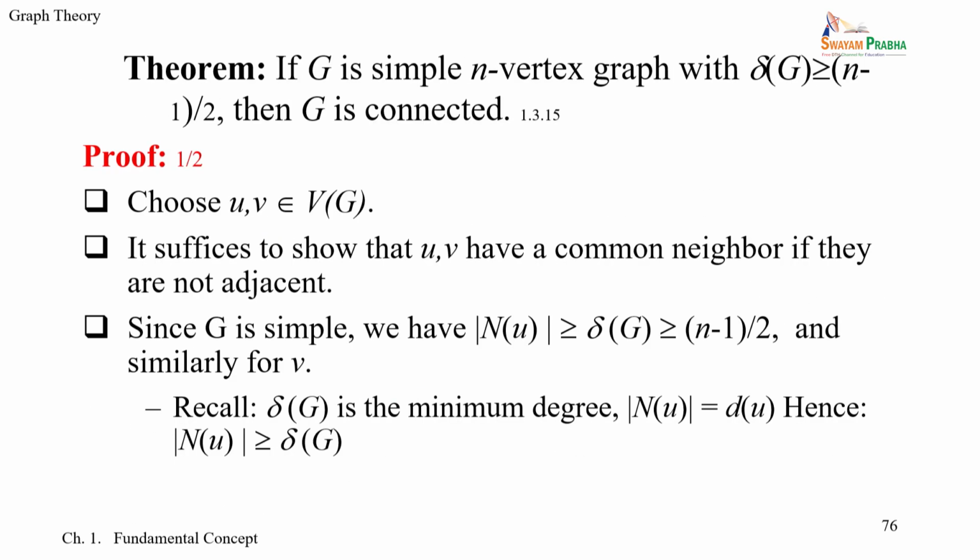Now, we have a theorem. If G is a simple graph with n vertices and the minimum degree δ(G) is greater than or equal to (n minus 1)/2, then G is connected.